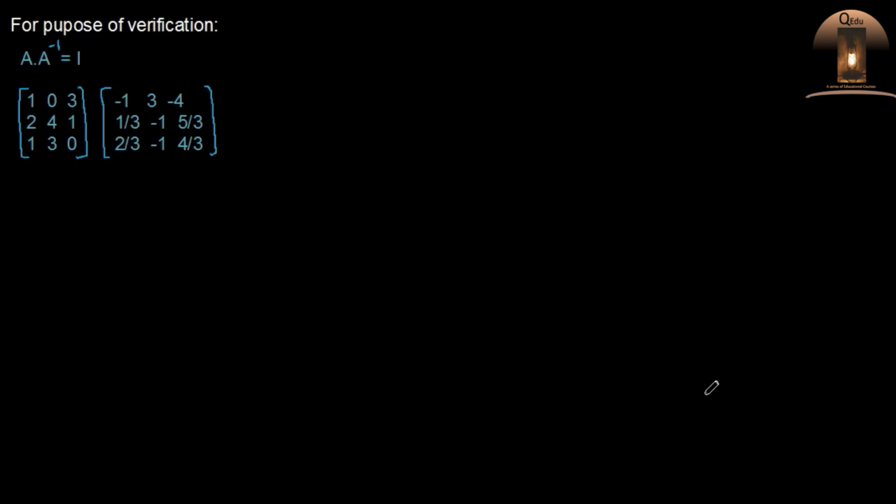Now for the purpose of verification, to see whether we have found the inverse which is correct, for this we have to multiply these two matrices, the given matrix A with the inverse of this matrix A, and finally we shall get the identity matrix of the same order. So let us multiply these two matrices. Here we have the given matrix A and here we have the inverse of the matrix A.